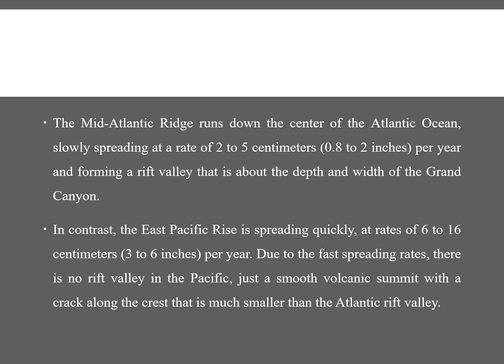The mid-oceanic ridge runs down the center of the Atlantic Ocean, slowly spreading at a rate of 2 to 5 centimeters per year and forming a rift valley that is about the depth and width of the Grand Canyon. In contrast, the East Pacific Rise is spreading quickly at rates of 6 to 16 centimeters per year. Due to fast spreading rates, there is no rift valley in the Pacific, just a smooth volcanic summit with a crack along the crest that is much smaller than the Atlantic rift valley.